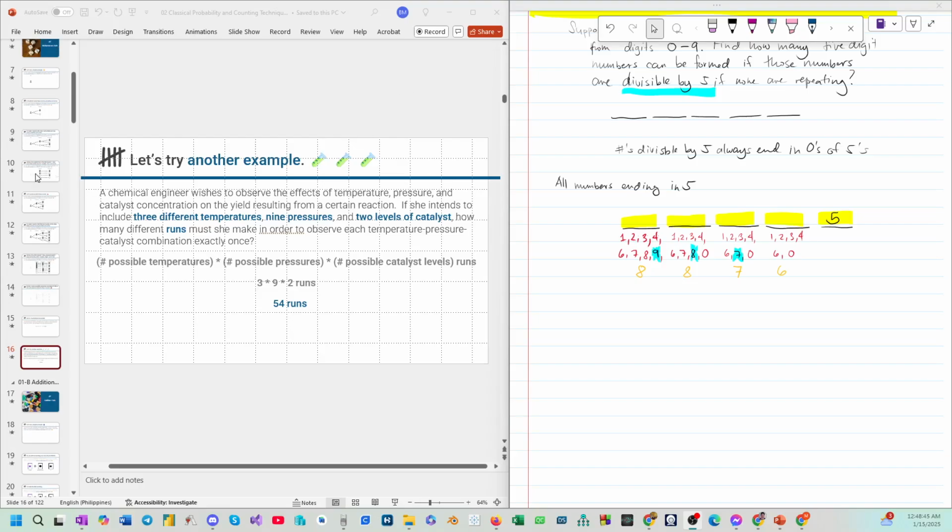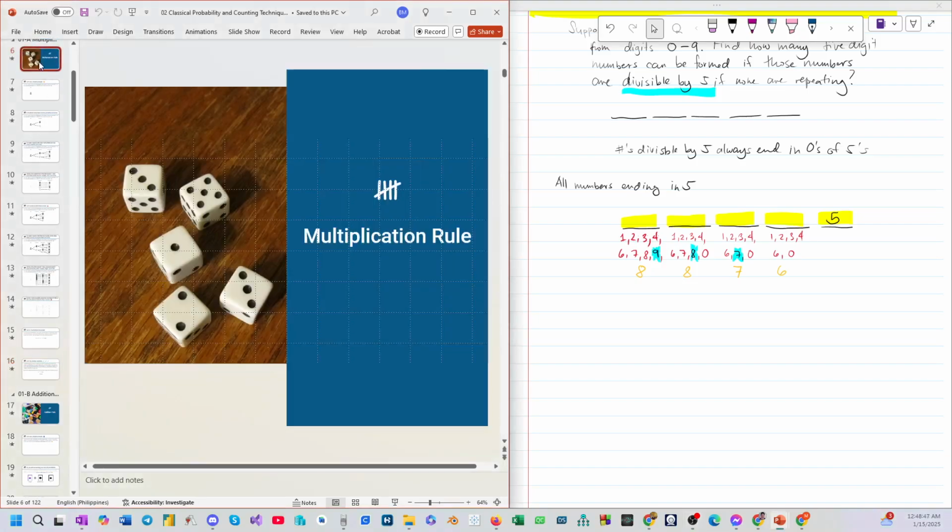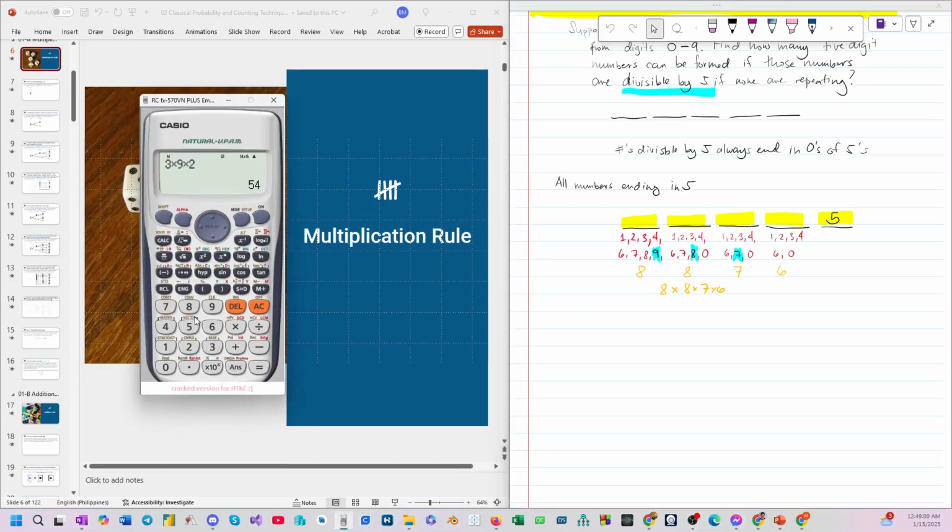Alright, so using again the multiplication, we call this the multiplication rule. Ito naman yung inaaral natin ngayon, multiplication rule. So we have 8 times 8 times 7 times 6. So we have what? 2,688. Now these are all just numbers ending in 5. We need to what? Ending in 0 din. We still also need that.